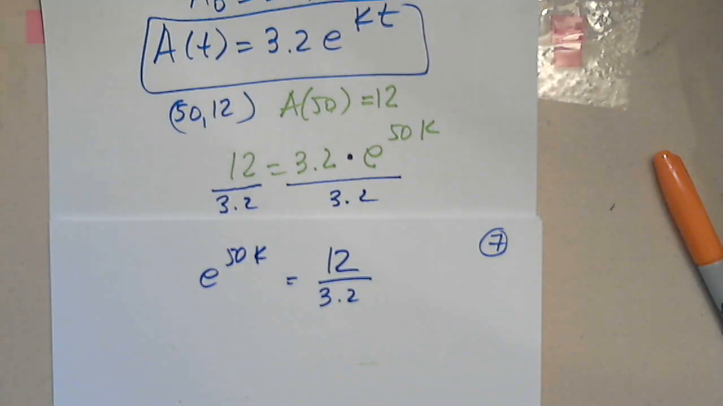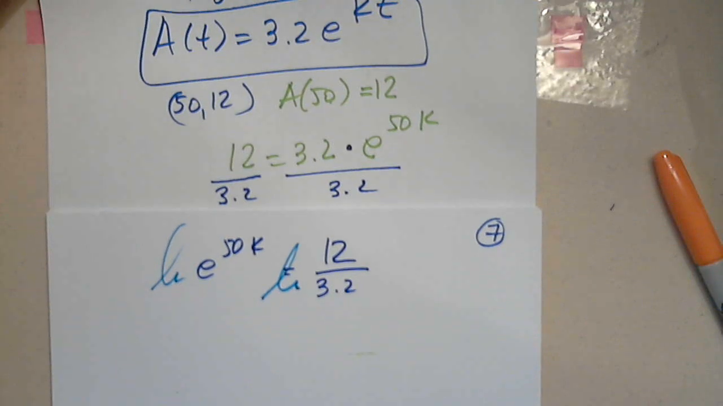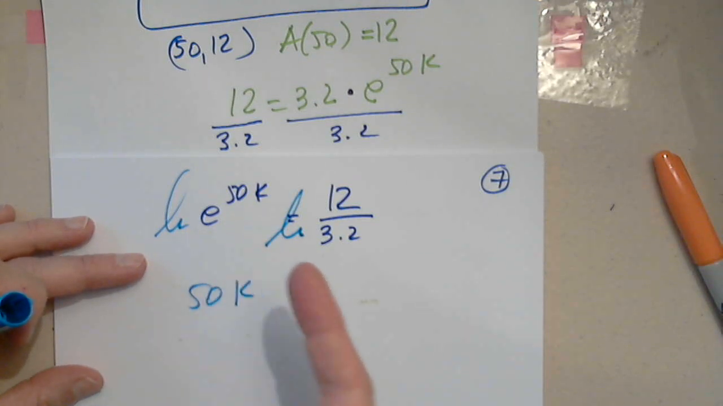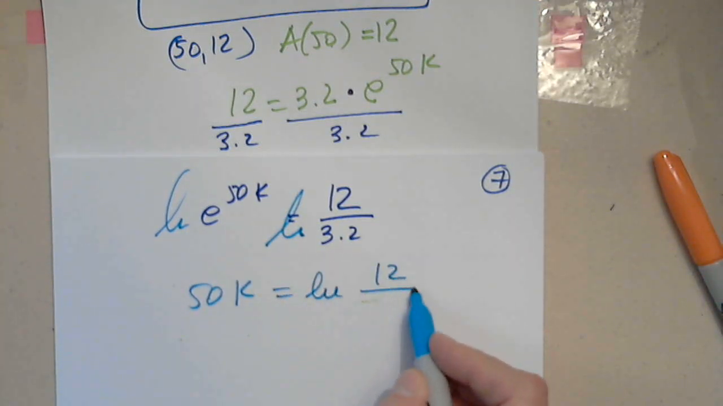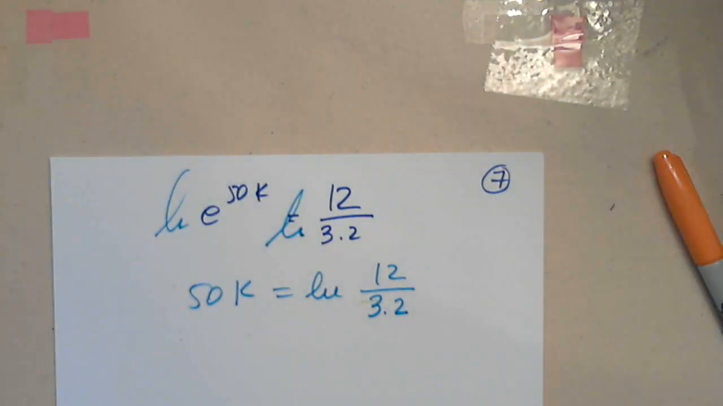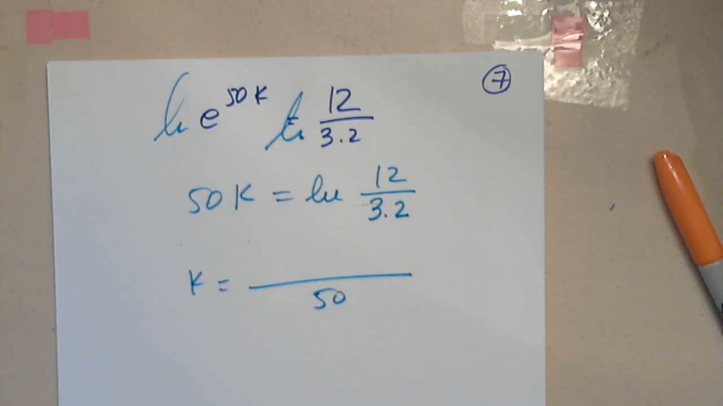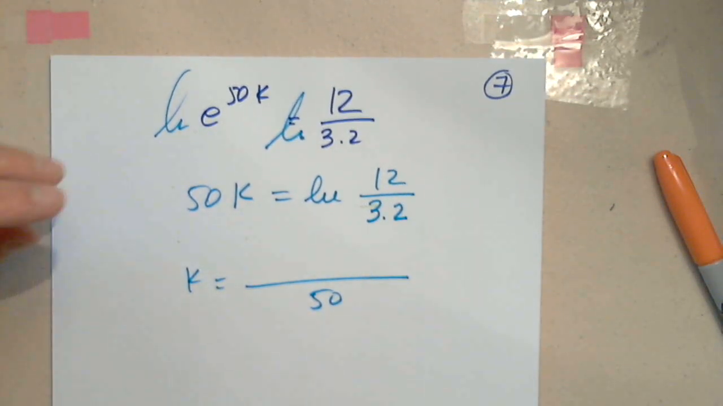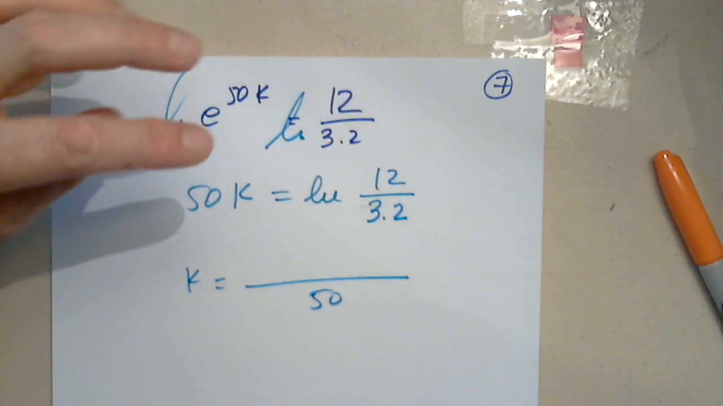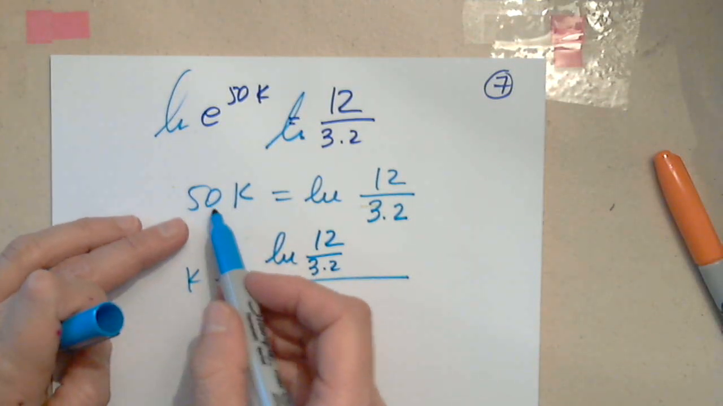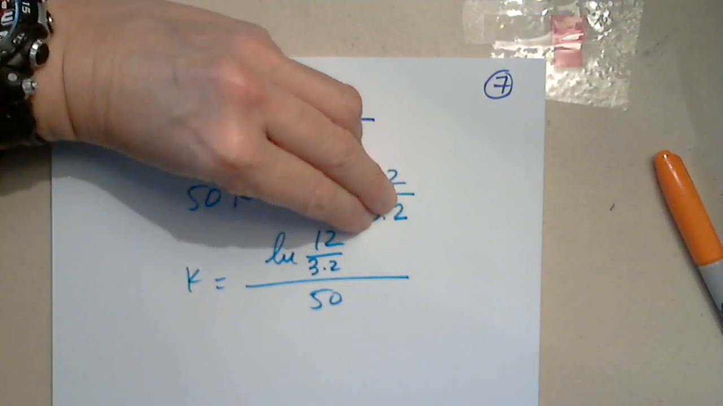So now, like before, you see a pattern in all these problems, I'm sure. We apply natural log. And the left-hand side becomes, of course, 50k, because natural log of e is 1. And this is natural log of 12 divided by 3.2. And from here, obviously, I divide both sides by 50. Please be very careful. We cannot separate these. This is the numerator, and we divide by 50. So the numerator is this. You cannot divide inside or anything. This is together, one number.